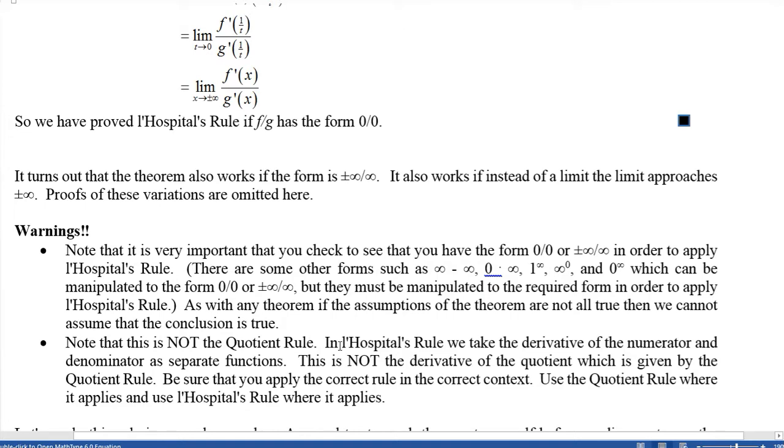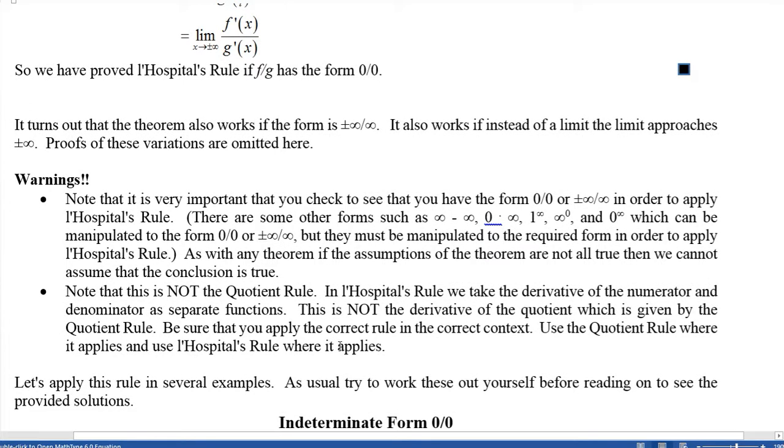Now, a couple of warnings, okay? It's very important before you use L'Hopital's rule that you check to see that you have the form 0 over 0 or infinity over infinity, plus or minus infinity over infinity. You have to check that, and you have to have that form, or you can't use L'Hopital's rule. More generally, with any theorem, if you're going to apply the results of that theorem, the conditions, the hypotheses that you're assuming for that theorem must be true before you can apply it. So, as always, you have to check that.